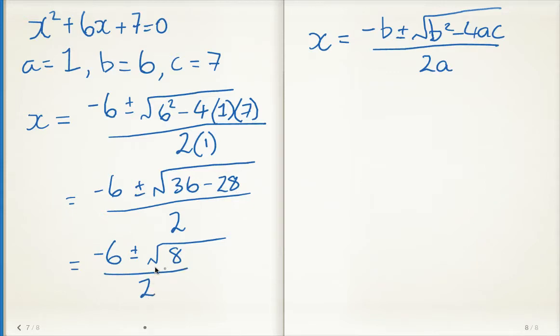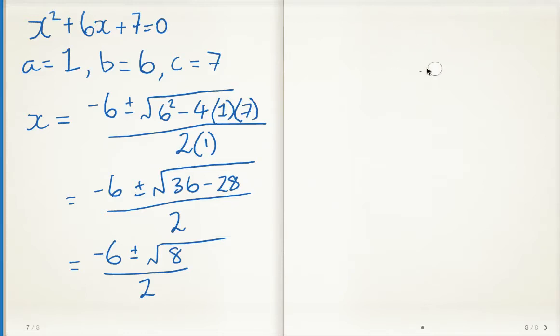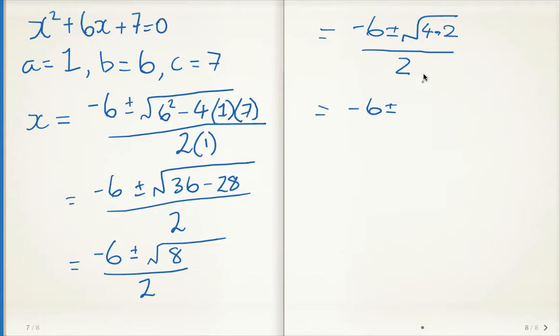Okay, now some of you might want to just leave it at that, but actually there's a few more things that I can do. Let me just create a bit more space. Let me get rid of this. Alright. So from here, I can simplify this a little bit. Now I'm remembering what I did with surds. So now I've got negative 6 plus or minus the square root of, that's the same as 4 multiplied by 2, divided by 2. So I actually end up with negative 6 plus or minus, well, the square root of 4 is 2. So it's 2 root 2 divided by 2.